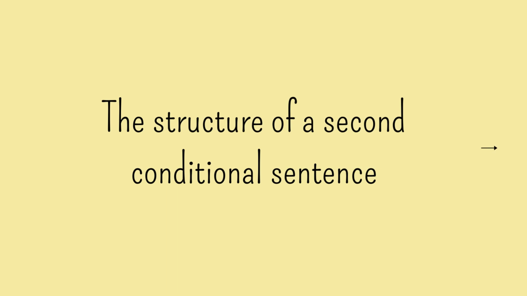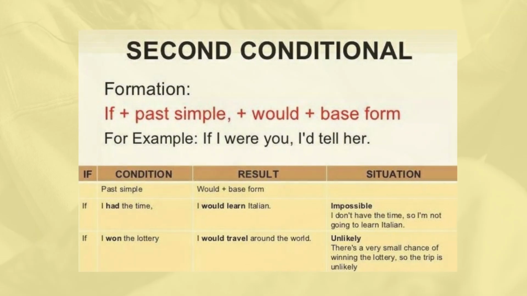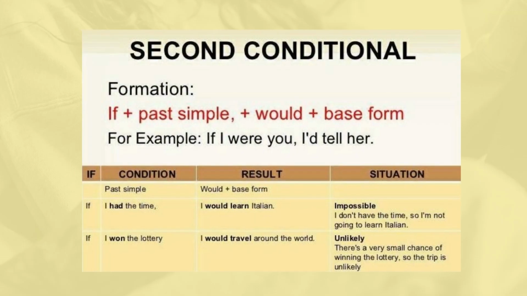The structure of the second conditional. In this image, we can see the structure of the second conditional, accompanied by an example. But don't worry, I will explain in more detail. Second conditional formation is if plus past simple plus would plus base form. For example, if I were you, I would tell her.